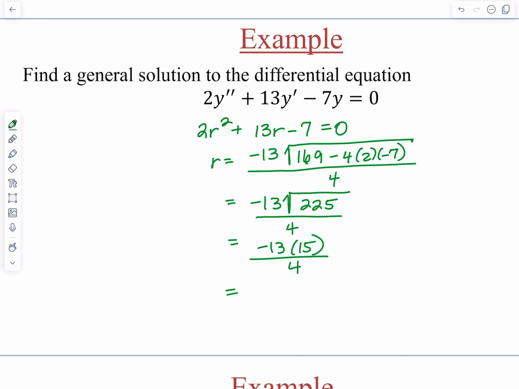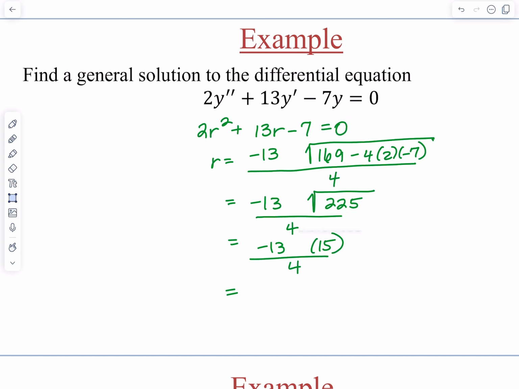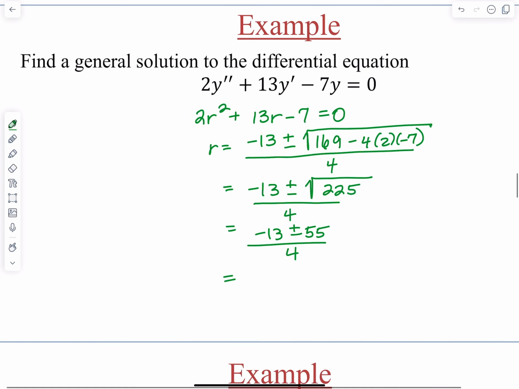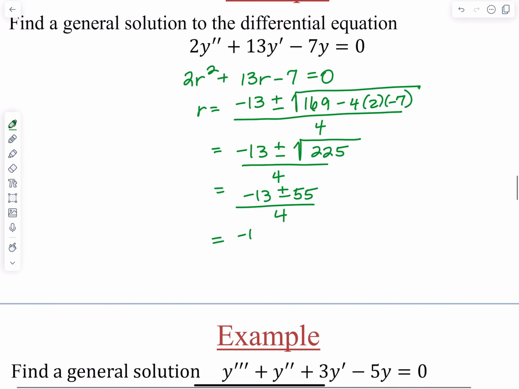As you can see, we come up with, and boy, I really did a number here. Okay. Back on track. So now we have negative 13 plus or minus 15 over 4.